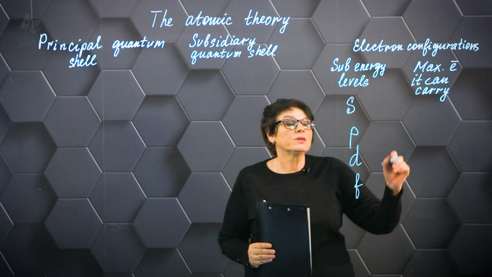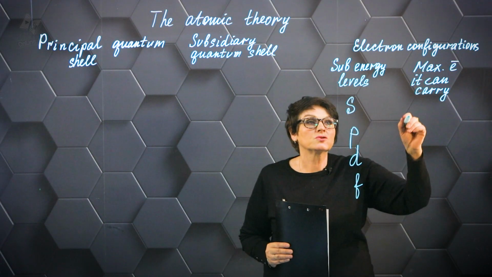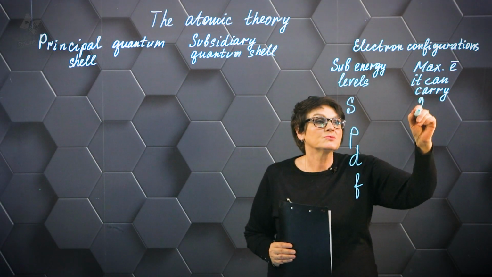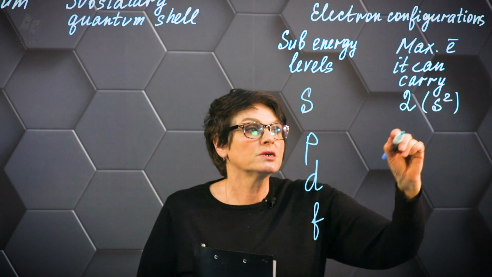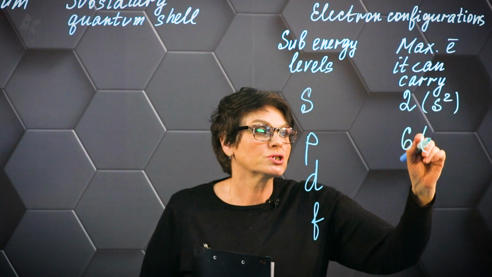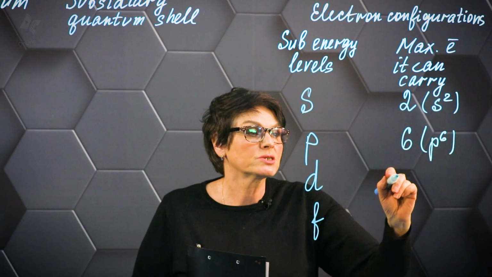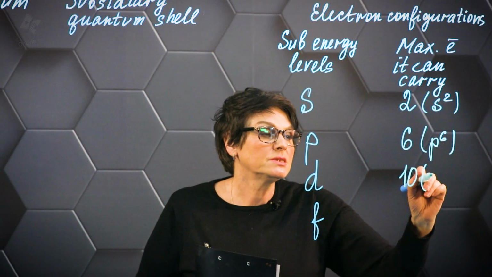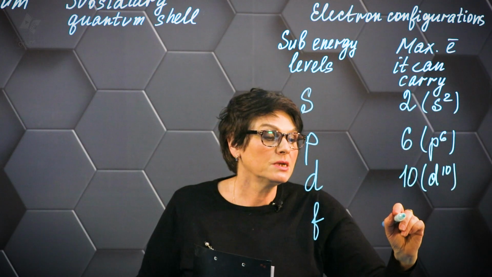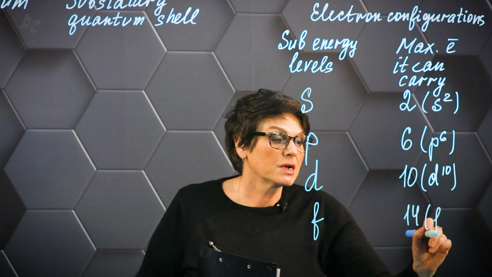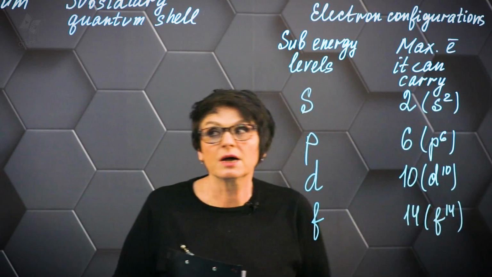Now, what is the maximum number of electrons that can reside on each? There are 2 electrons on the S sublevel. This is recorded with the notation S2. On the P sublevel, 6. This is written P6. On D, 10. This would be written D10. And F is 14, which is written F14.